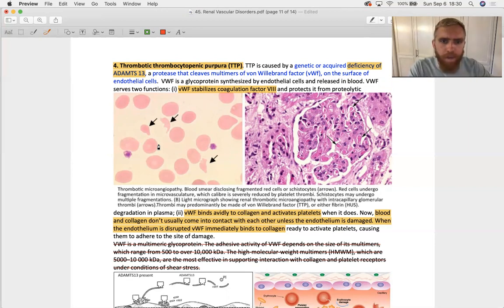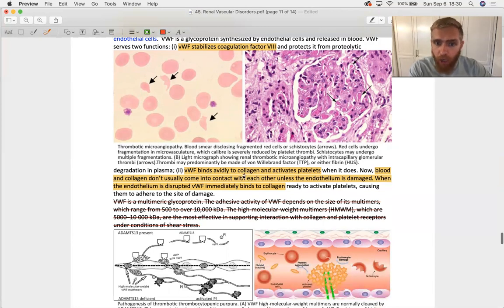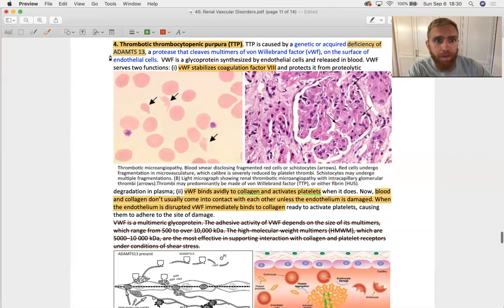And von Willebrand factor is a procoagulant that helps you clot. It stabilizes and activates factor VIII. And it also binds to collagen and activates platelets. So it can activate clotting in two different ways. Now, if you don't have this ADAMTS13 degrading von Willebrand factor, what that means is you've got too much von Willebrand factor. So you clot everywhere, all over the place, because of all the von Willebrand factor.